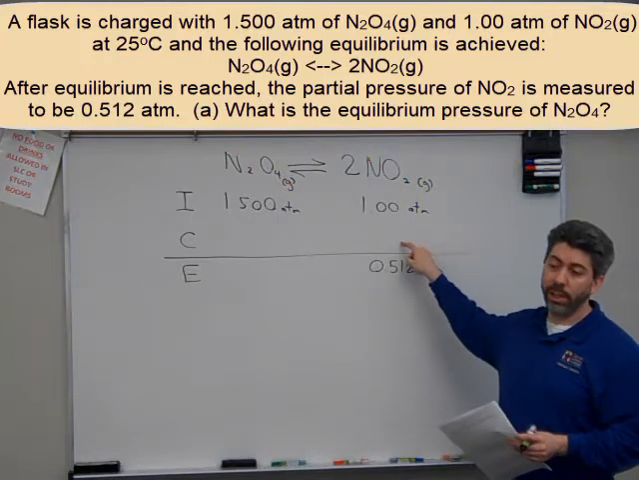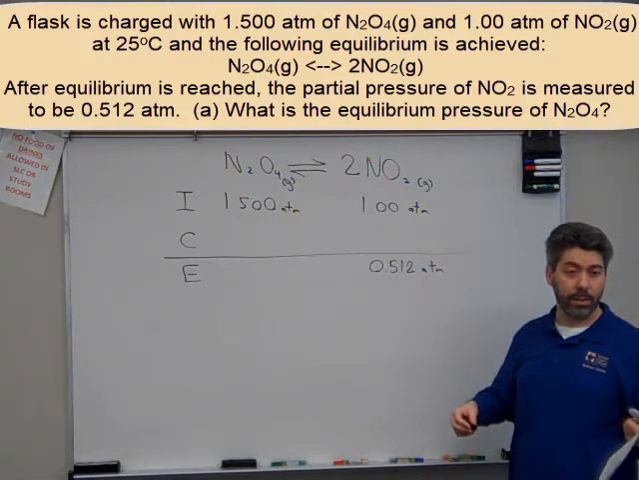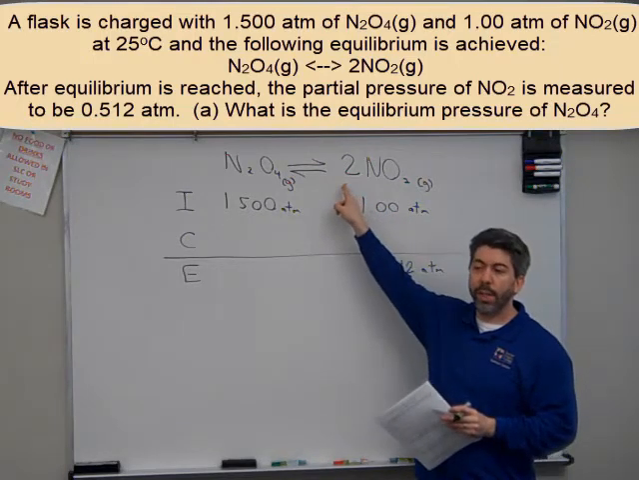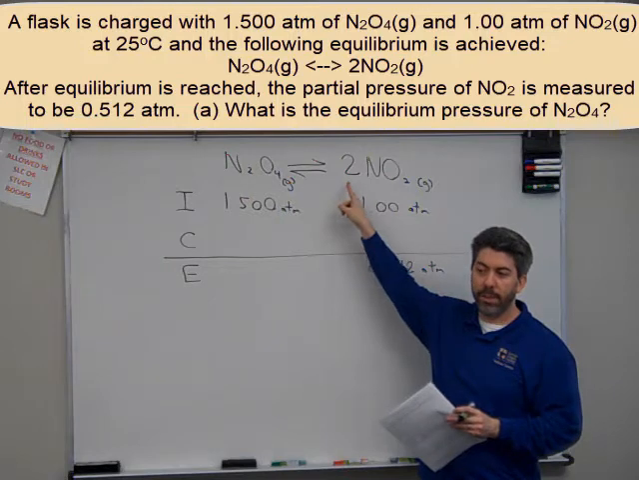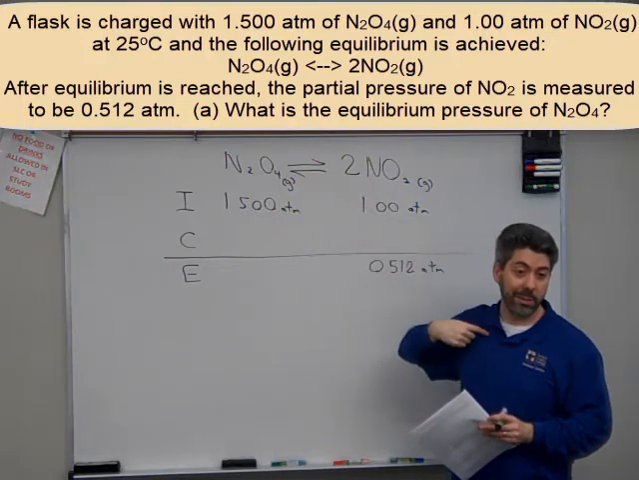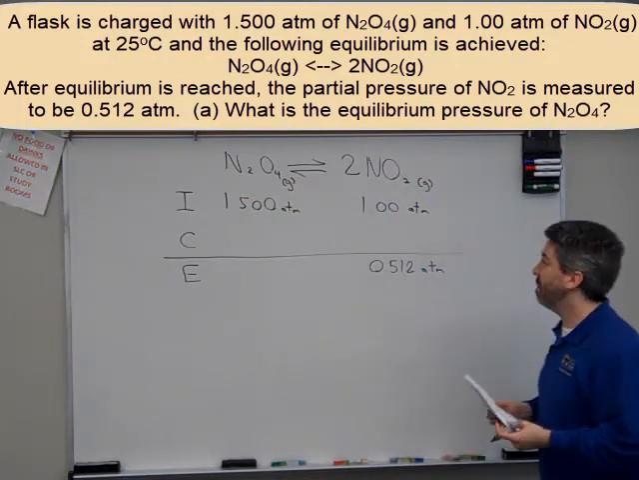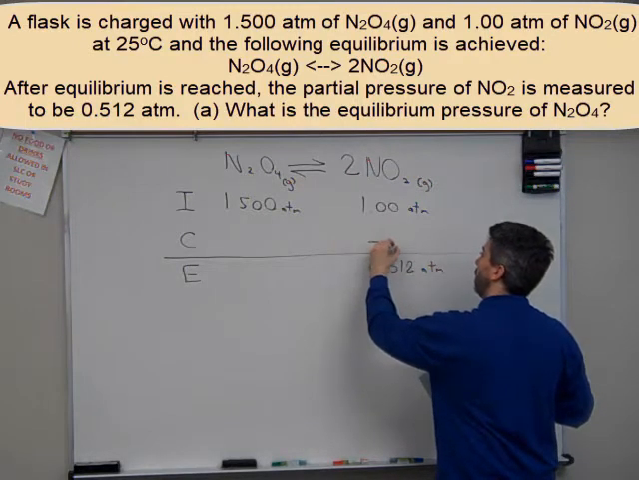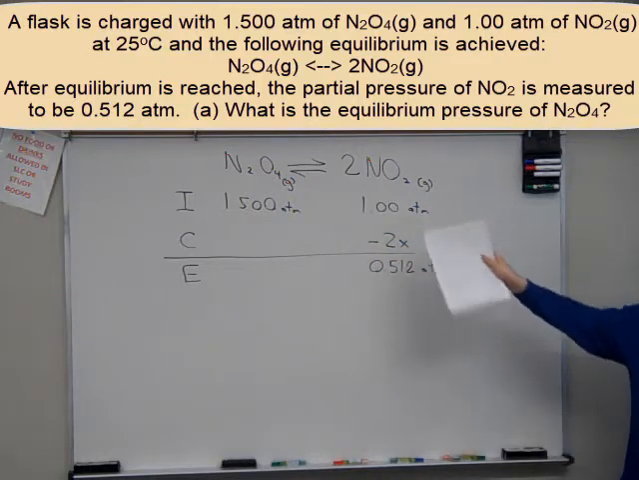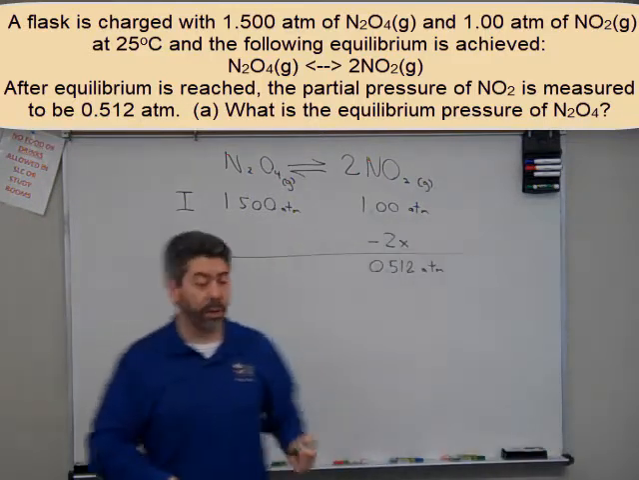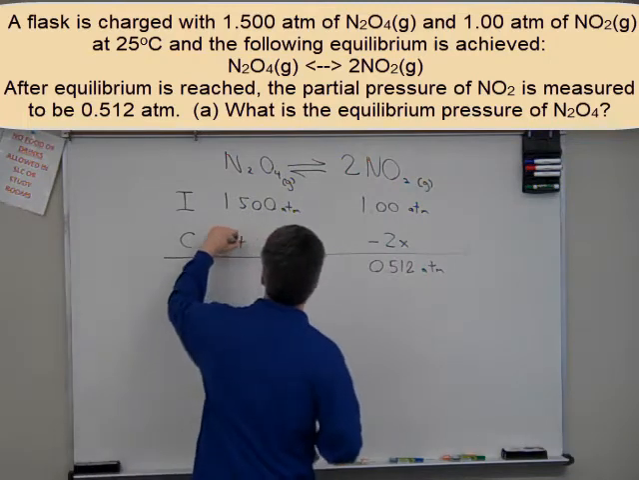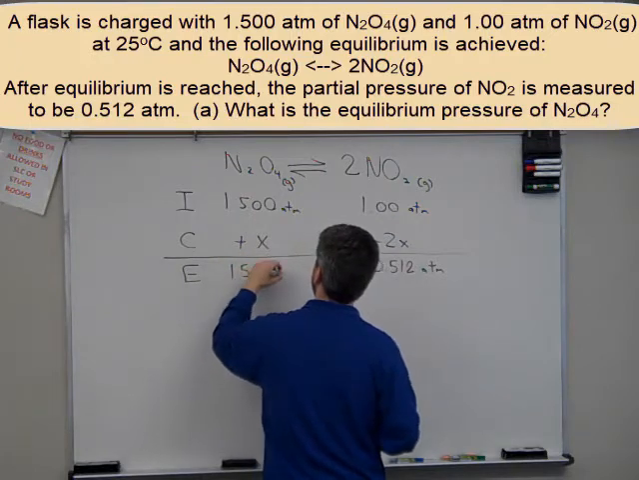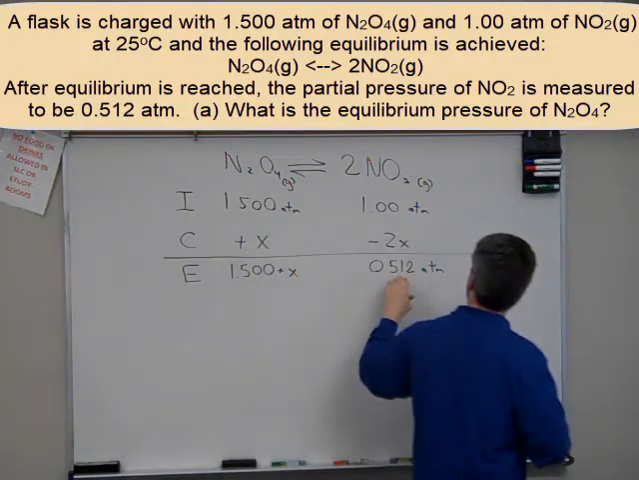So what should I put for the change? Negative x. Not quite. When you're doing this, you want to keep track of the coefficients. That's a very easy mistake to make. I've made it myself sometimes, so don't feel too bad. So instead of saying minus x, what should I put here? Minus 2x. Because it's two coefficient. Now in that case, what should I put over here? Plus x. So this will then be 1.500 plus x. And this will be 0.512.